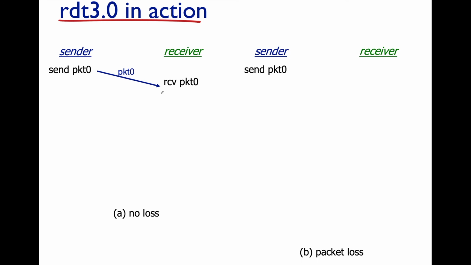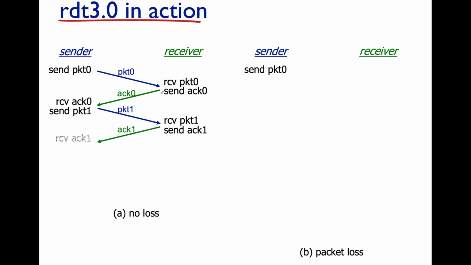So you send a packet to the receiver. The receiver gets that packet stamped with sequence 0, and then sends back the ACK. The sender receives that ACK 0, and so it now sends packet 1. The receiver gets packet 1, sends ACK 1. The sender gets ACK 1, switches to sequence 0, sends packet 0. The receiver gets packet 0, delivers it, sends back ACK 0. So that's the no loss case.